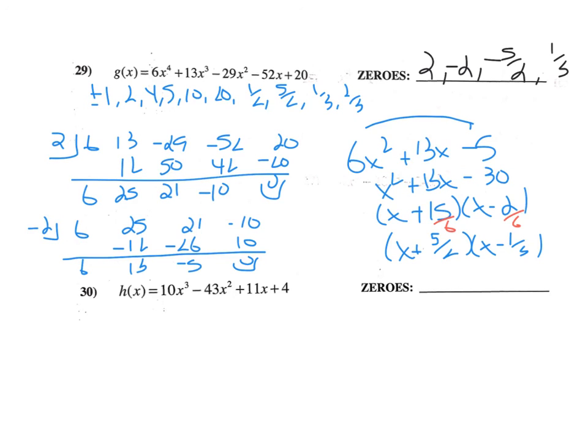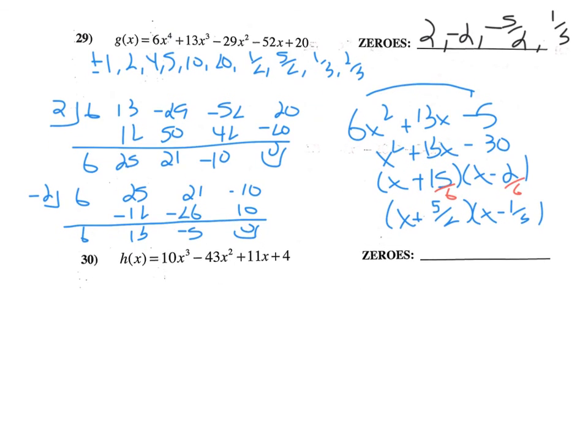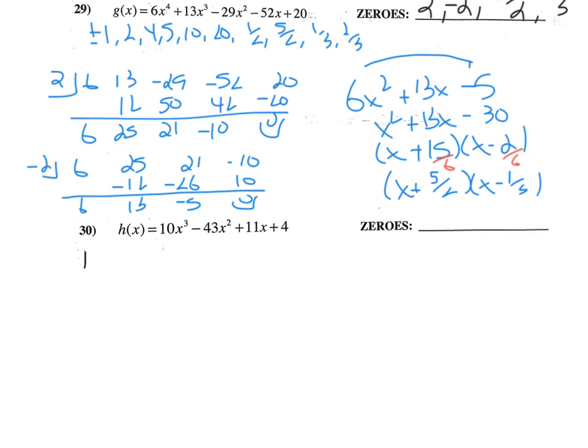All right, one more here. Finally done. So let's see here. Factors of 4 over factors of 10. 2 halves, 4 halves, 1/5, 2/5, 4/5, 4/10. We're good there. Okay, so again, I'm going to graph it, see where it crosses the x-axis.